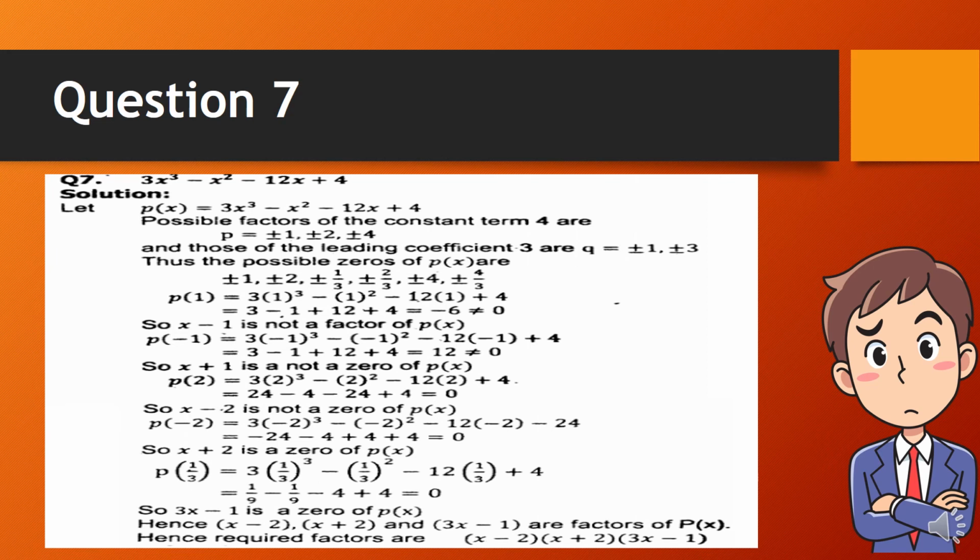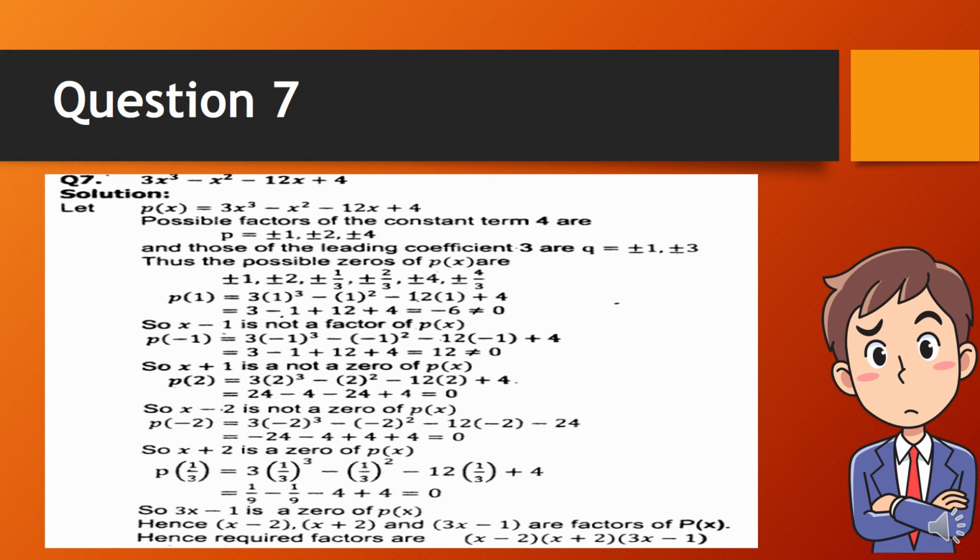Now in question number 7, we have 3x cubed minus x squared minus 12x plus 4. So the constant term is 4. The factors of 4 are plus minus 1, plus minus 2, plus minus 4. The leading coefficient is 3 here. So the factors of 3 are plus minus 1 and plus minus 3. So p by q will be giving you plus minus 1, plus minus 2, plus minus 1 by 3, plus minus 2 by 3 and plus minus 4, plus minus 4 by 3.